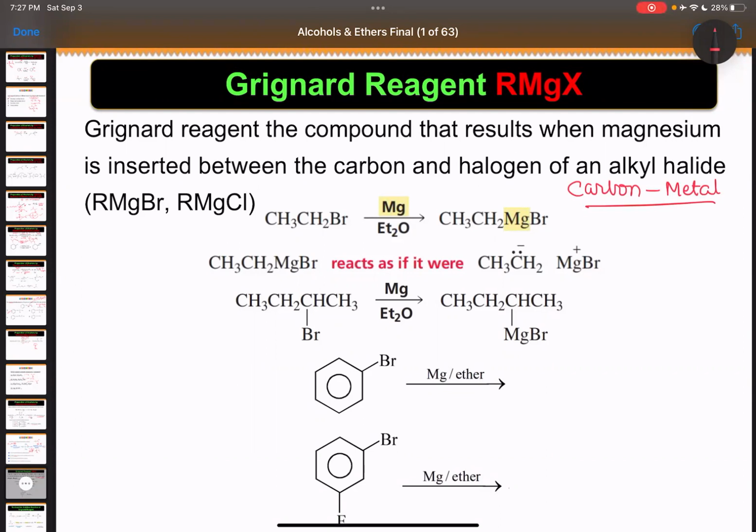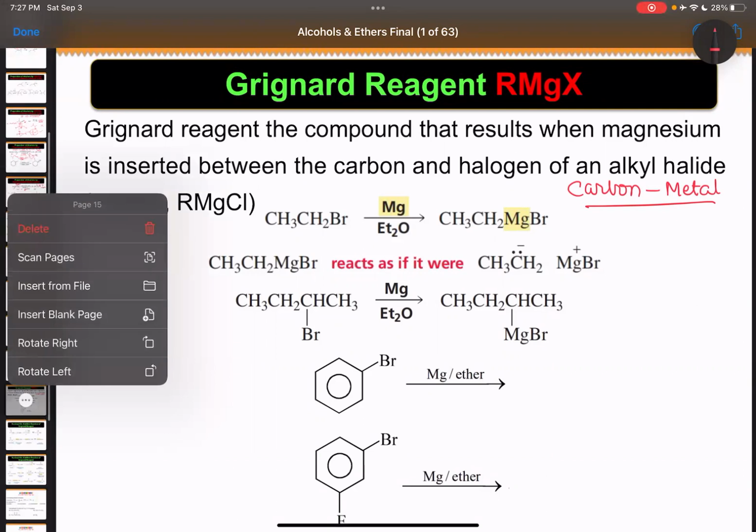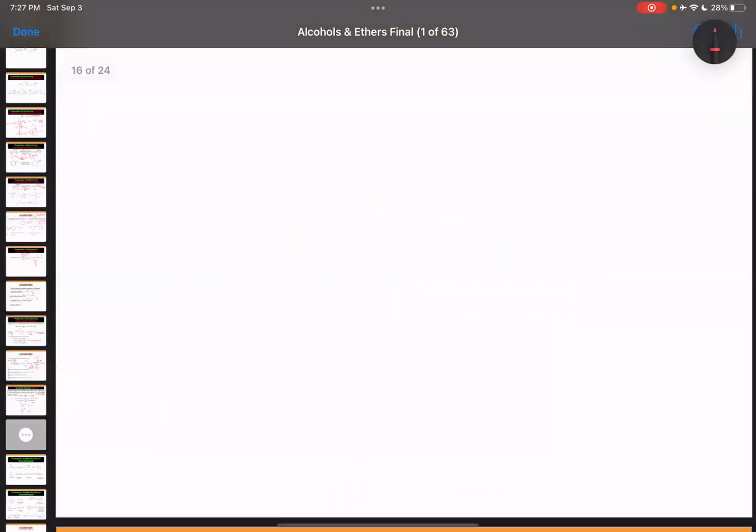In organometallic compounds, there are many types. For example, suppose you take CH3MgBr. In this, the carbon is directly bonded to magnesium, so this is organomagnesium. Organo means carbon, and magnesium is the metal. So this is a Grignard reagent.